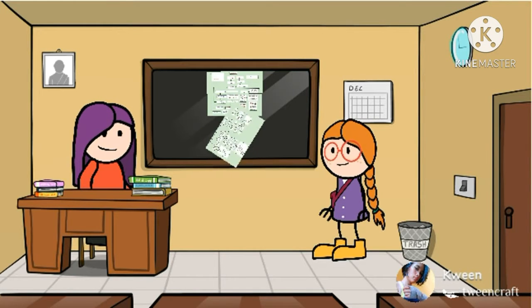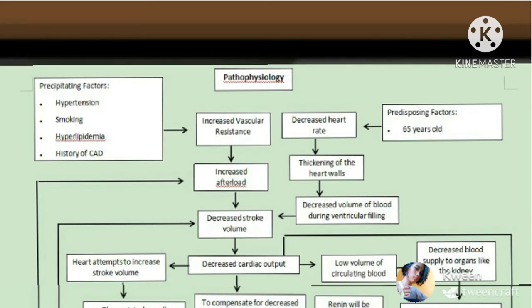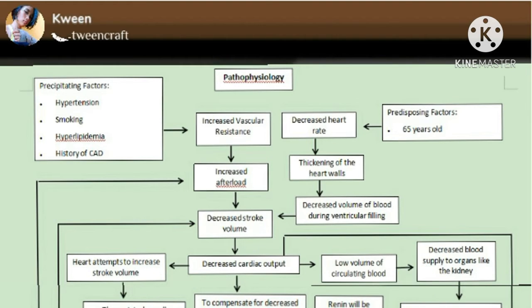Now let's start with the pathophysiology. The precipitating factors of the patient are hypertension, smoking, hyperlipidemia, and history of coronary artery disease. The patient is also 65 years old, which is the predisposing factor for congestive heart failure. So the hypertension, smoking, hyperlipidemia, and history of CAD could cause an increase in vascular resistance.